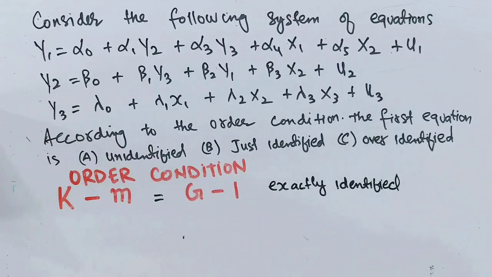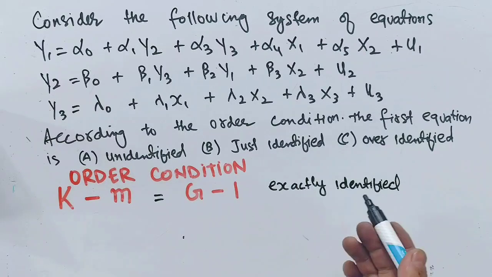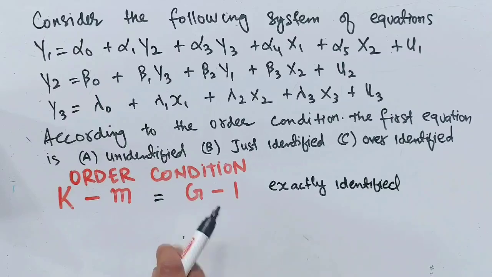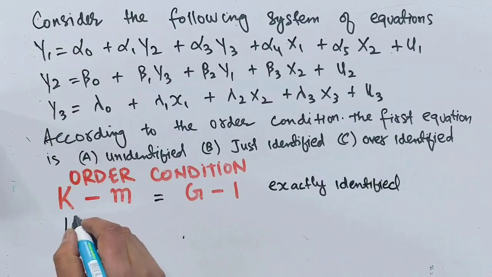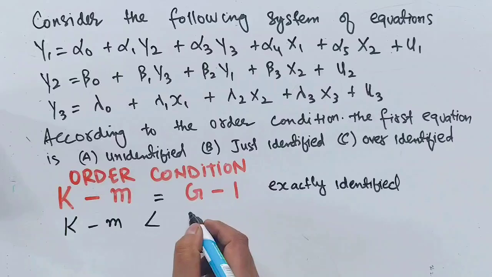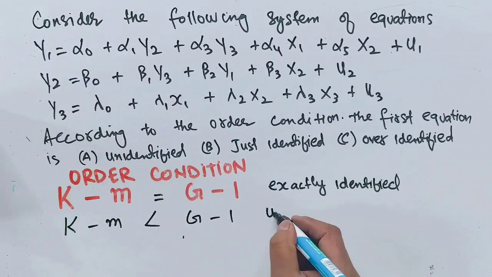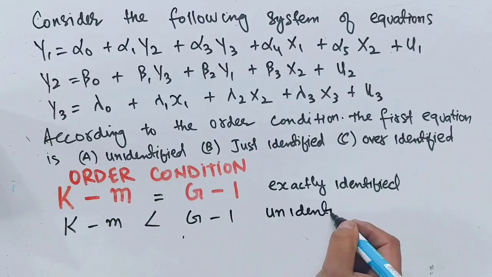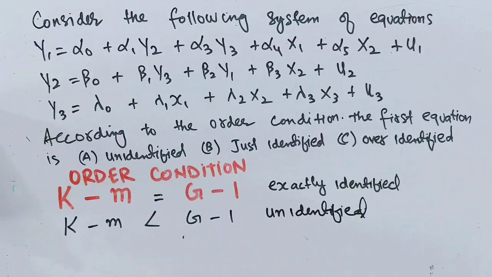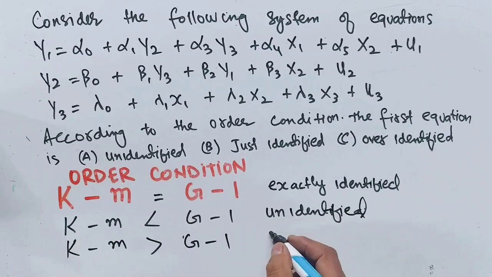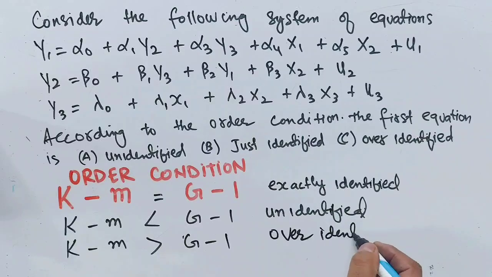The particular equation is exactly identified if this equality sign holds. If k minus m is less than g minus 1, in this case we say the particular equation is unidentified. Similarly, if k minus m is greater than g minus 1, in this case the particular equation is over-identified.